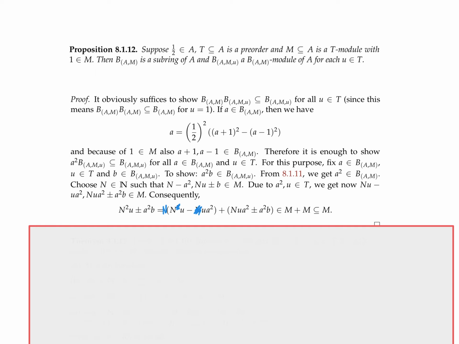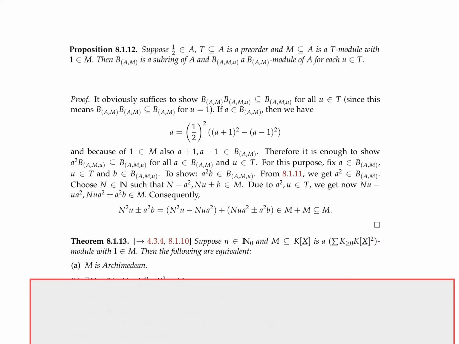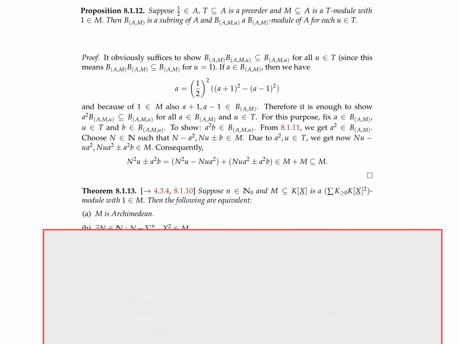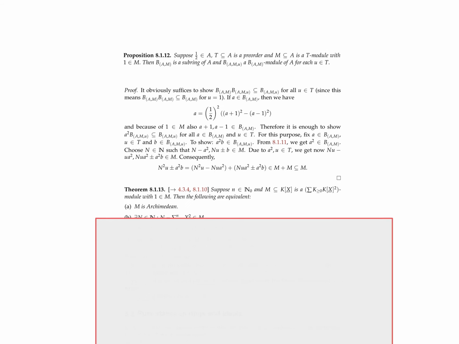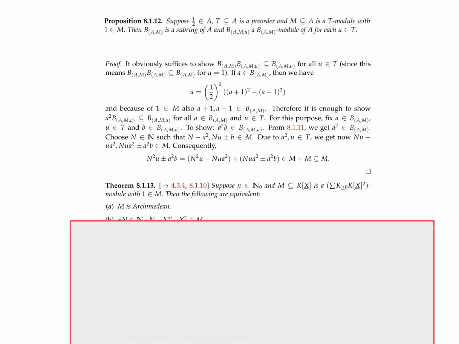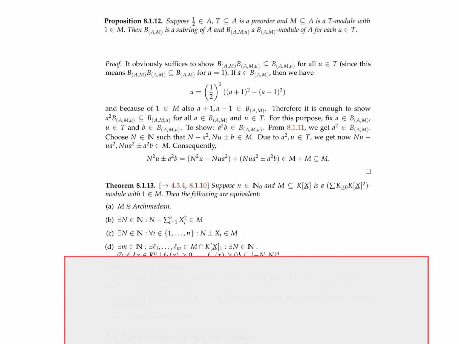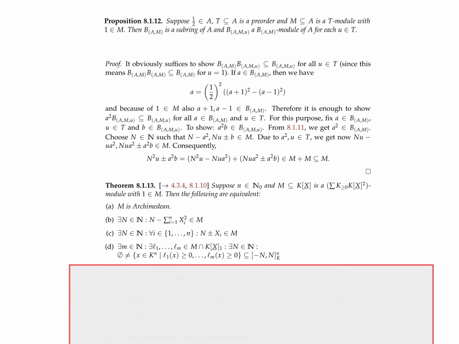Okay, so this looks quite technical, but now we come finally to a theorem, and this can be compared to 8.1.10.